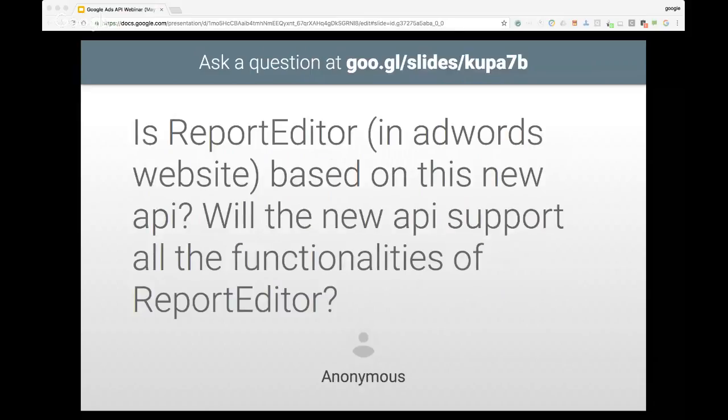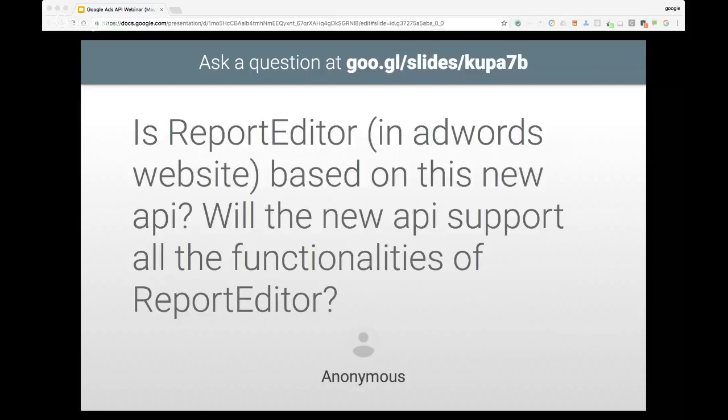Is report editor in the AdWords website based on the new API? Will the new API support all the functionalities of report editor? The report editor is not necessarily based on this new API. Anything in the AdWords website isn't necessarily based on the new Google Ads API. Google Ads API is the external API infrastructure, but underneath, the Google Ads API and the report editor may use some of the same underlying plumbing. So whether there's going to be API support for all the functionalities of report editor, I can't say. What we're aiming for is feature parity with the existing AdWords API. Whether that lines up exactly with what's in report editor, to be honest, I can't say. But what we're shooting for is feature parity with the existing AdWords API.